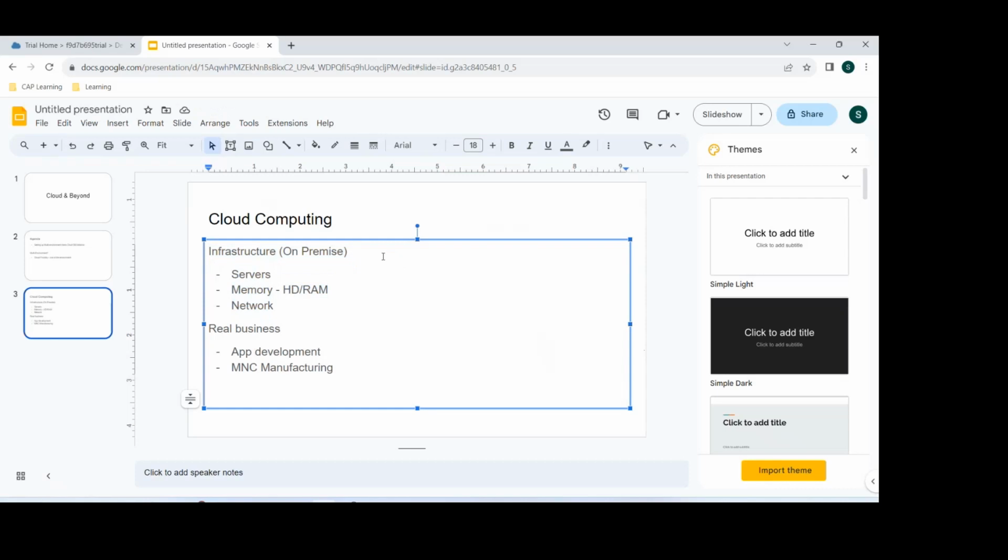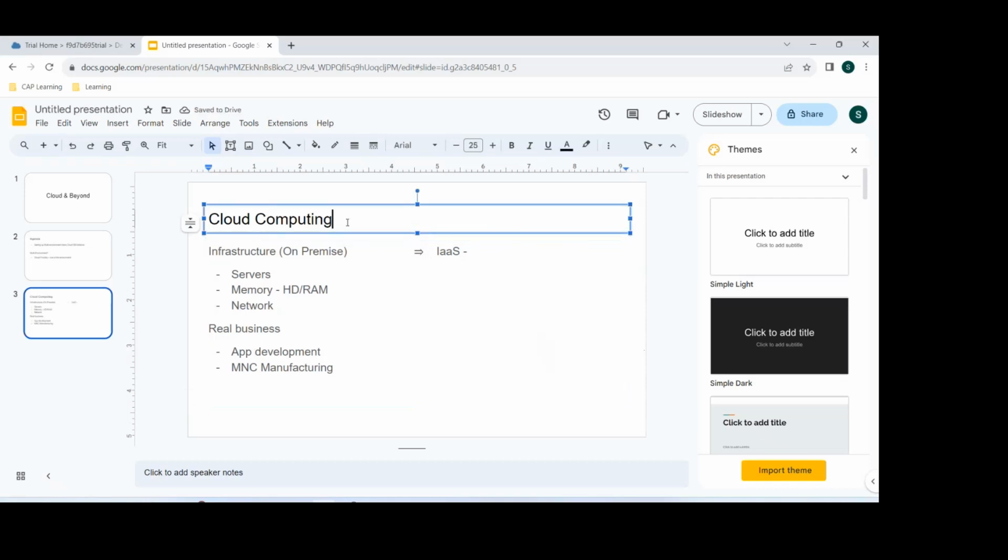That's the reason this on-premise infrastructure was converted into a so-called cloud computing offering called IaaS, which is infrastructure as a service. When we talk about any sort of cloud computing, the first thing that should be on our mind is something I can say you would have heard of: X as a service.